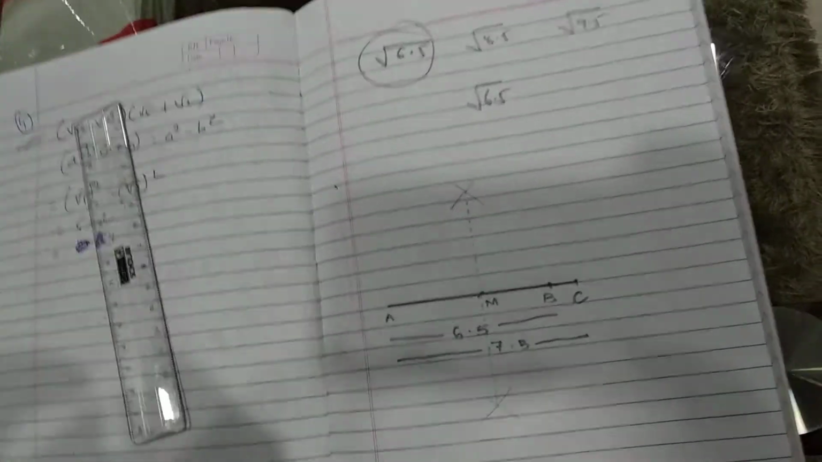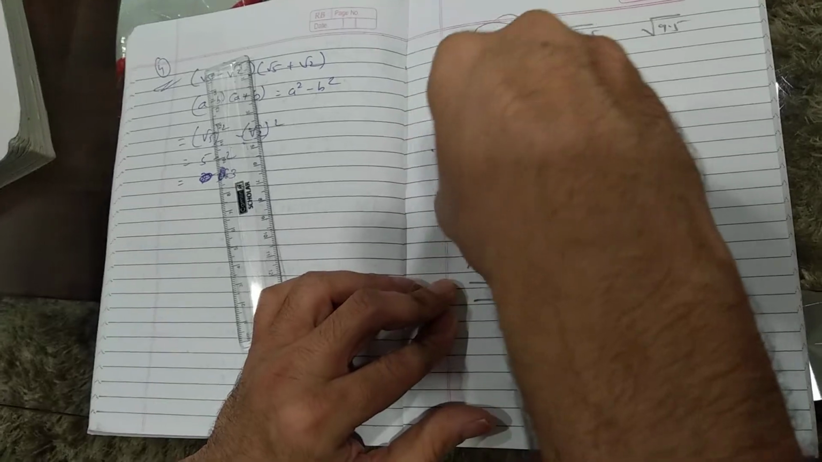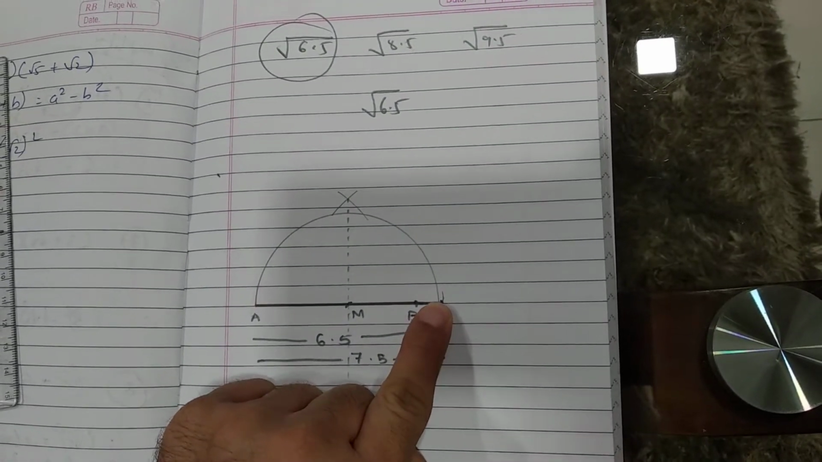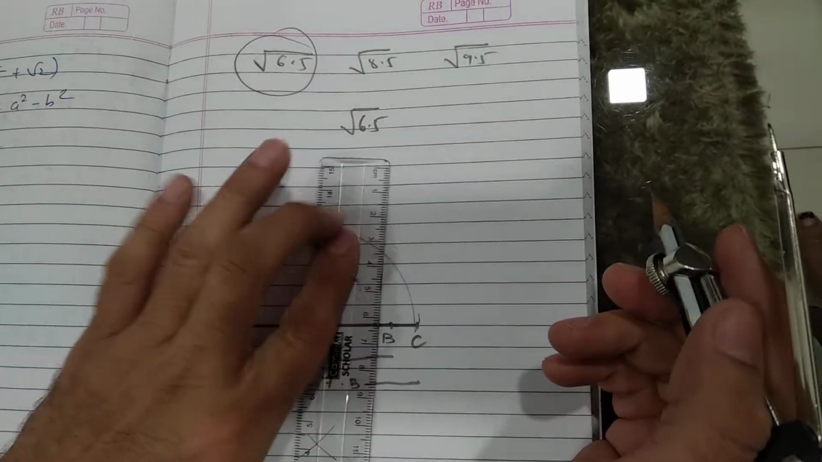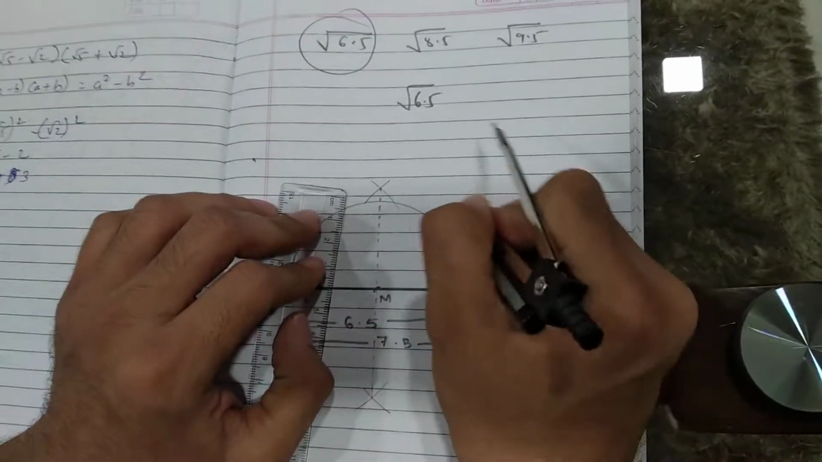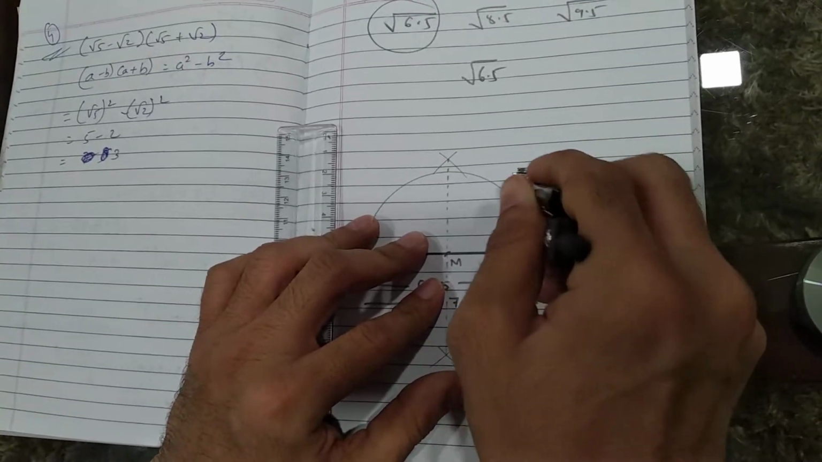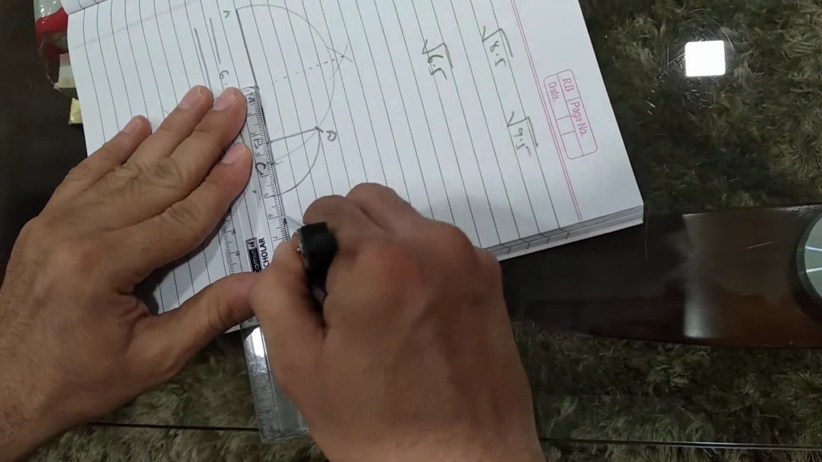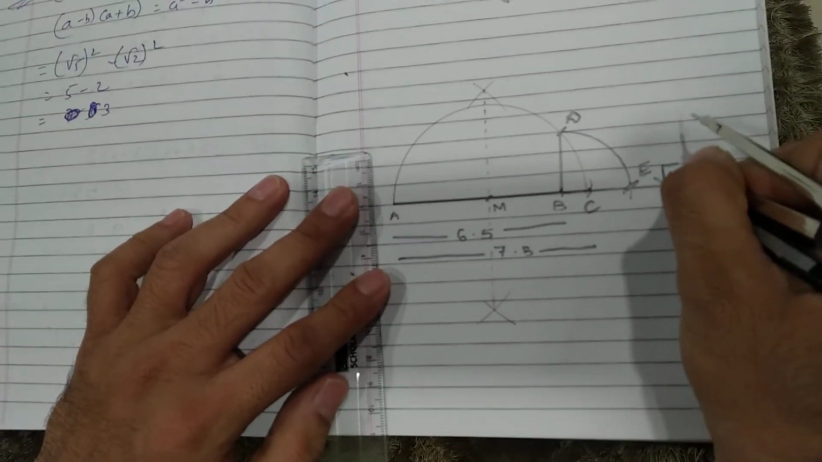Now take the distance from M up to A and draw a semicircle like this, and always make sure it ends exactly at C. Now take a perpendicular from B and join it up to the semicircle point. Name it D point. Now take the distance B to D and draw an arc like this, extending this line like this. This point E so formed is your root 6.5.